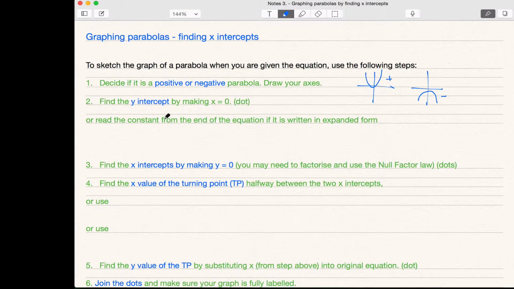Step 2, find the y-intercept by making x equals 0 and put a dot when you get there. So you'll find the y-intercept will be somewhere along the y-axis and just put a dot so we remember where it is. Another way you could do it, if your equation is written in expanded form, which would look something like this, ax squared plus bx plus c, you can just read the constant straight off the end, and this is your y-intercept.